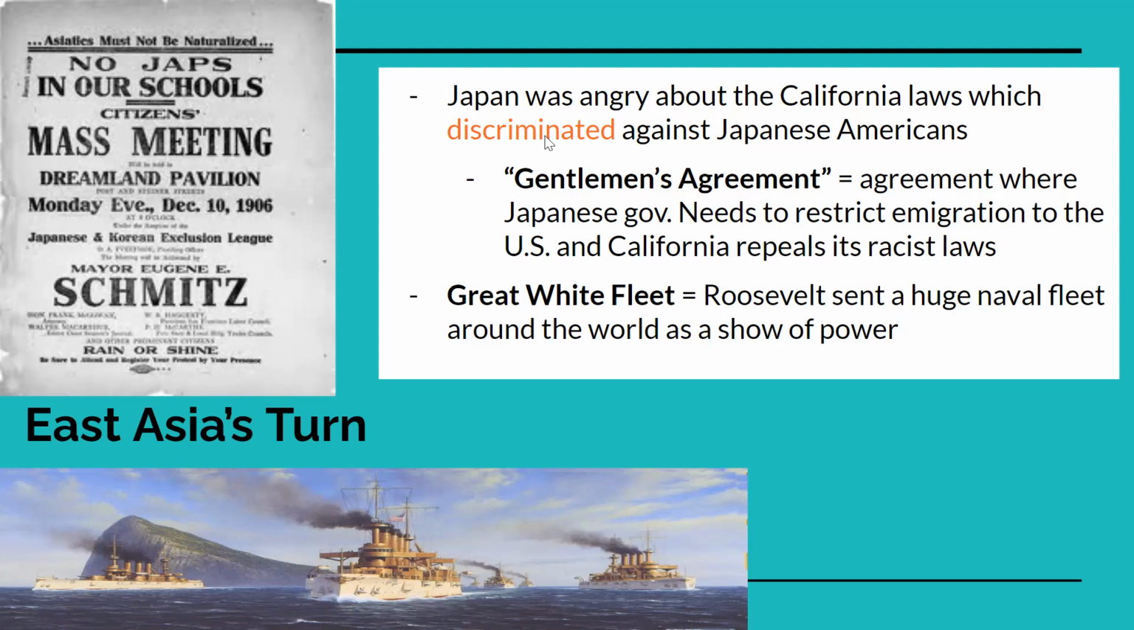But then he follows it up with the Great White Fleet, which is our newly industrialized fleet that we've invested so much money into because of people like Alfred Mahan. And Roosevelt, as the Secretary of the Navy, once he became president, strongly advocated for pouring more and more money into the Navy.